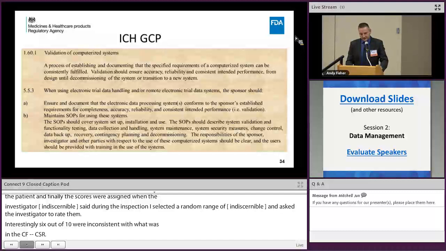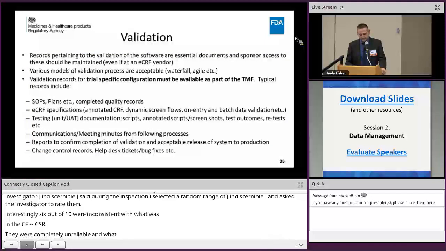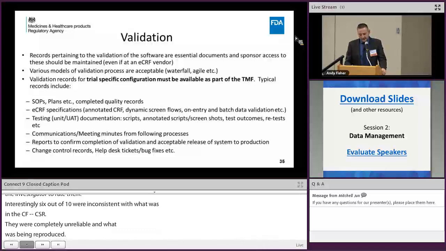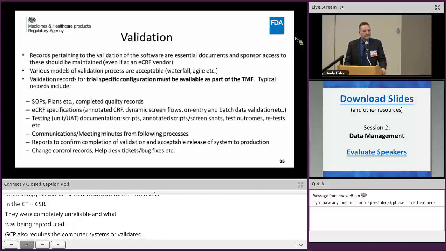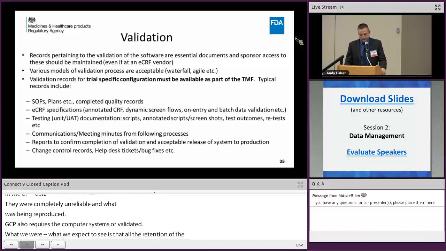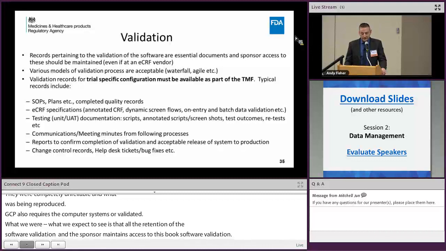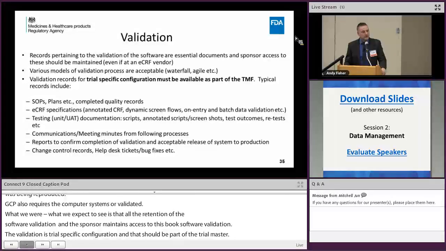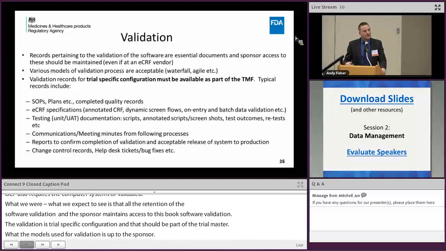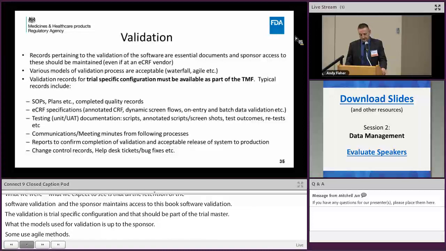GCP also requires that computer systems are validated. So what we expect to see is that the sponsor retains, or maintains access to, the software validation, and that the validation of the trial-specific configuration should be part of the trial master file. What models are used for validation is up to the sponsor. So some use waterfall and some use agile methods, but that does impact on the documentation that's available. And quite often now we see that the validation documentation is actually in a computer system itself that manages the whole validation process. So it's not really just piles of paper. You have to look at computer systems to look at validation of computer systems.